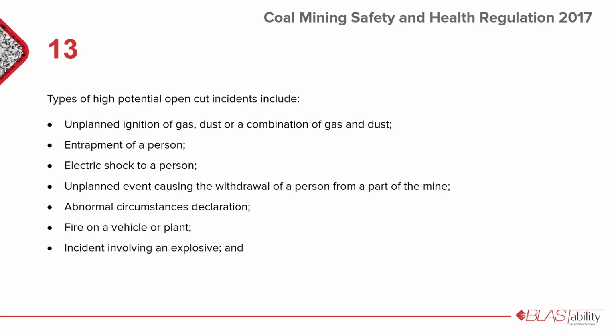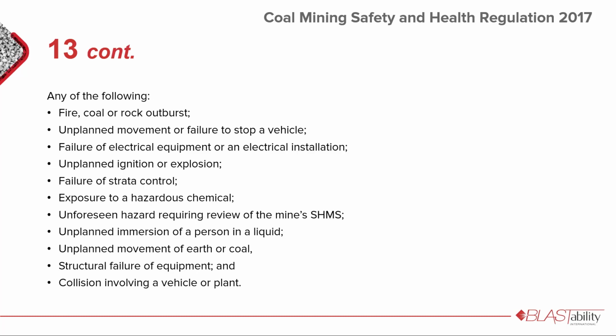13. Types of high potential open cut incidents include unplanned ignition of gas, dust, or a combination of gas and dust, entrapment of a person, electric shock to a person, unplanned event causing the withdrawal of a person from a part of the mine, abnormal circumstances declaration, fire on a vehicle or plant, incident involving an explosive, and any of the following: fire, coal or rock outburst, unplanned movement or failure to stop a vehicle, failure of an electrical equipment or an electrical installation, unplanned ignition or explosion, failure of strata control, exposure to a hazardous chemical, unforeseen hazard requiring a review of the mine's SHMS, unplanned immersion of a person in a liquid, unplanned movement of coal or earth, structural failure of equipment, and collision involving a vehicle or plant.